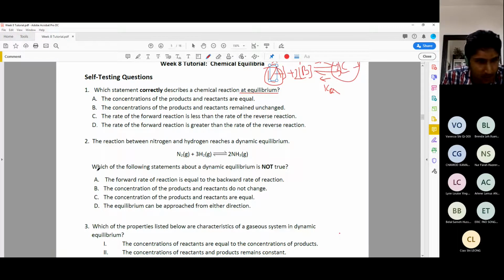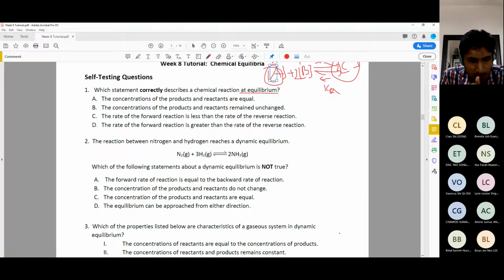Which of the following statements about dynamic equilibrium is not true? Option A: the forward rate of reaction is equal to the backward rate of the reaction.